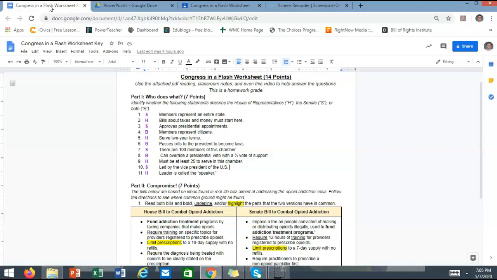Both pass bills to become laws. Right? Their jobs are to make laws. Both the House and Senate work together to do that. 100 members is the Senate. Both are involved in overriding a presidential veto. You need a 2/3 vote for both the House and the Senate. 25 years old is the House. The Vice President leads the Senate, and the Speaker of the House leads the House. They're just called the Speaker.